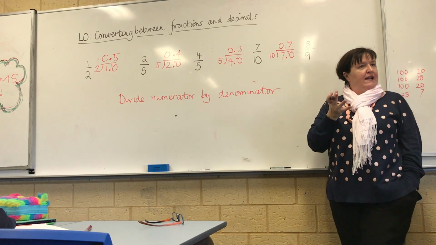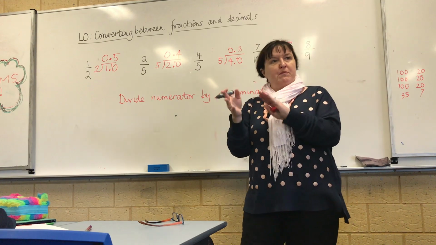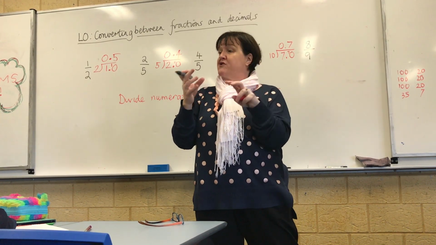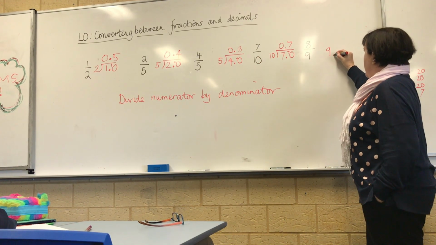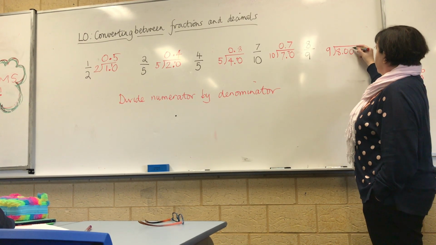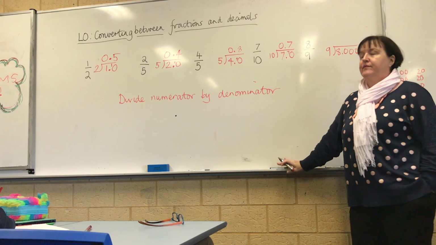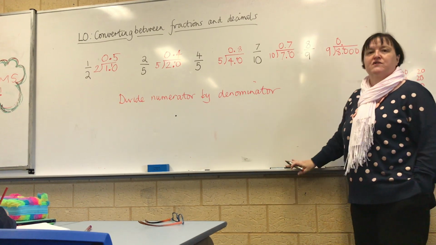Now this one, a little bit more tricky. We might have to keep going, and it might be a few more decimal places, and we might have to round it, which is what we learned before. So it's going to be 9 into 8. Now, how many 9s are there in 8? None. So we put the 0 and the decimal point, and we carry the 8 across.